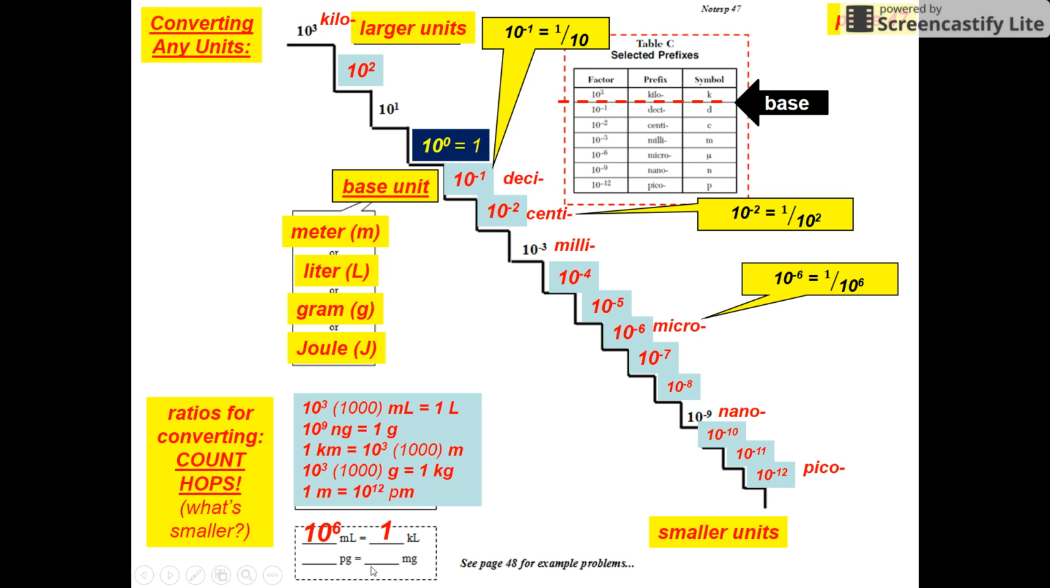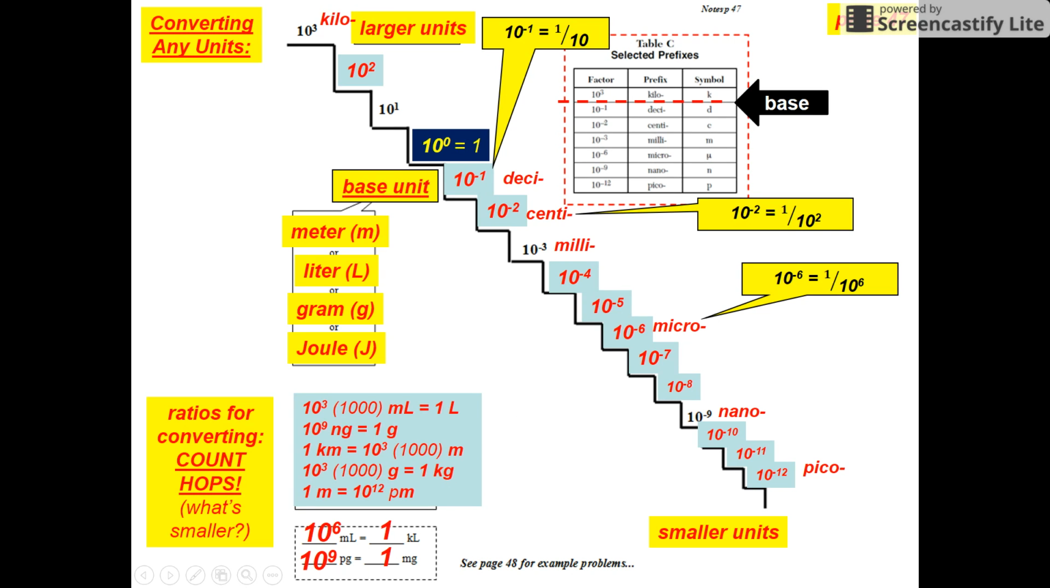Picograms and milligrams. Well, milligrams are bigger, picograms are smaller off of table C. Milligrams are up here, picograms are down here. That means we've got 1 milligram, that's the bigger unit, equals many picograms, that's the smaller unit. And since we're going from 10 to the minus third to 10 to the minus 12th, that's 9 hops. Minus third down to minus 12th. That would be 10 to the 9th picograms in 1 milligram.